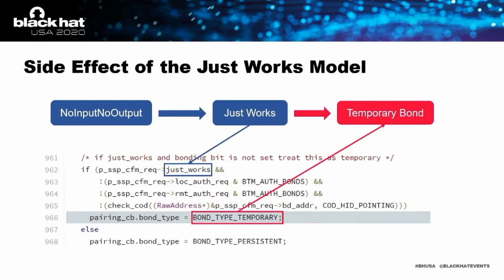Before we talk about how to bypass the second dialog, there is a little thing to mention. It will be important later. The NoInputNoOutput causes JustWorks, and then JustWorks causes AOSP to use a temporary bond.